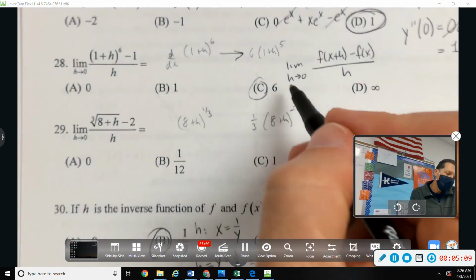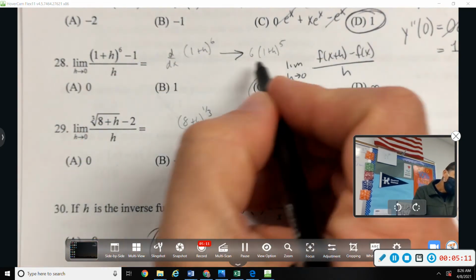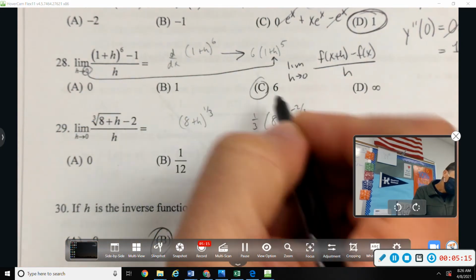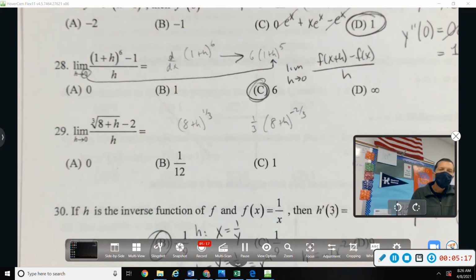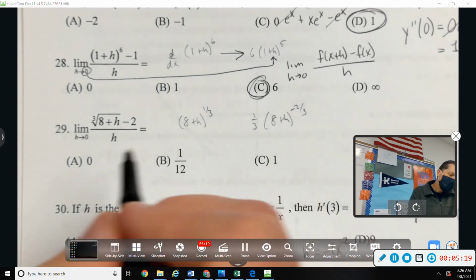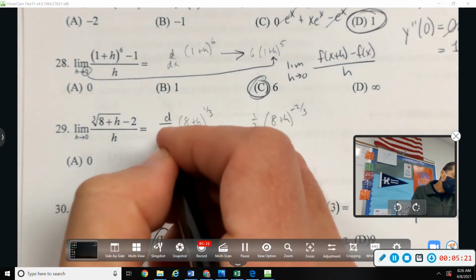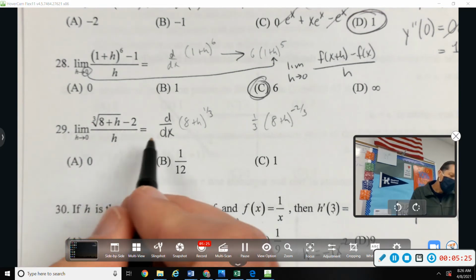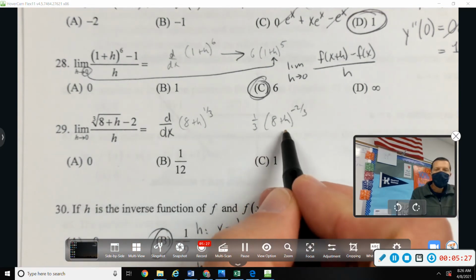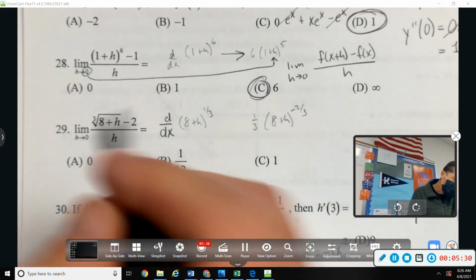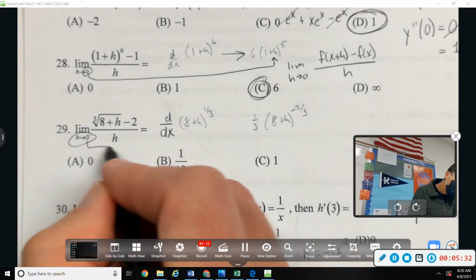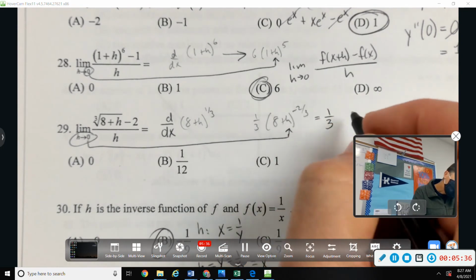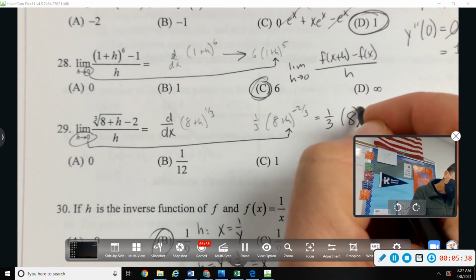So there's its derivative, and then we'll plug in 0 for h, and so we'd end up with 6. Same thing with 29. They want you to take the derivative of 8 plus h to the 1/3. So that'd be 1/3 times 8 plus h to the negative 2/3. I didn't finish that one. I plug in 0. 1/3 times 8 to the negative 2/3.